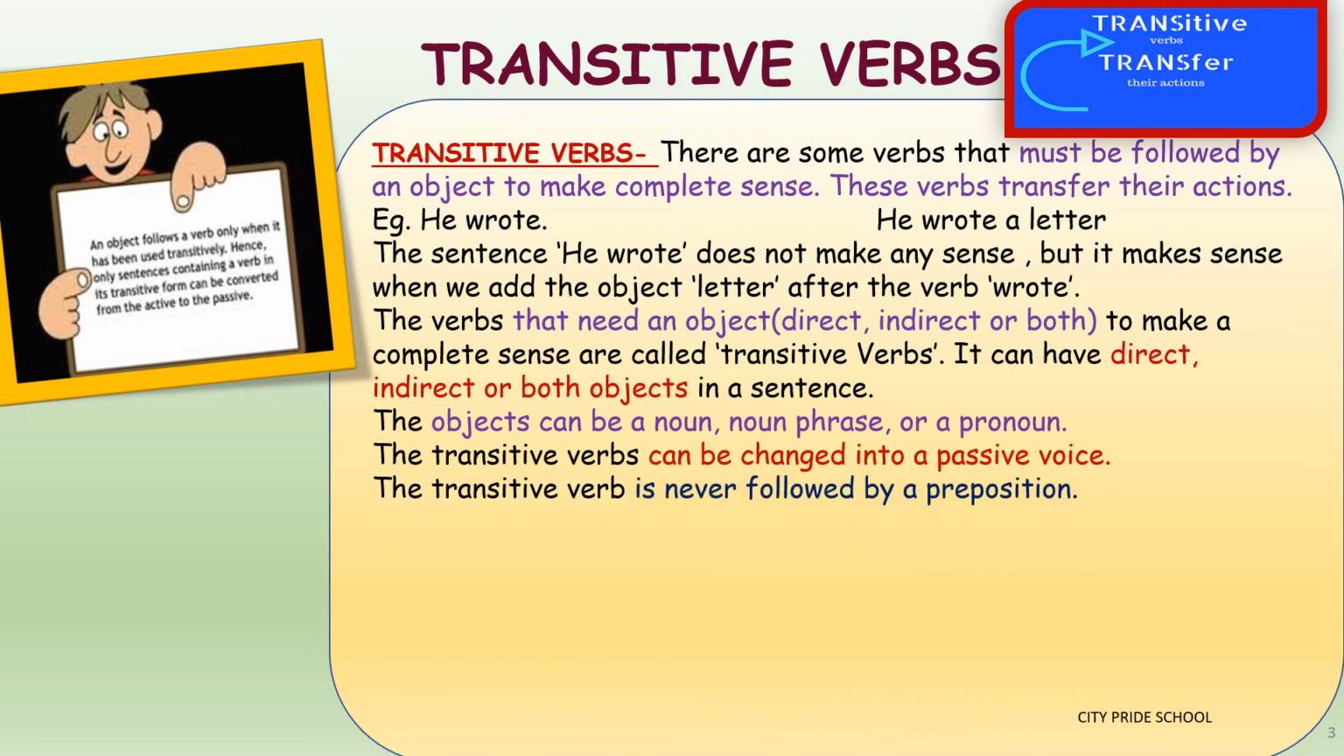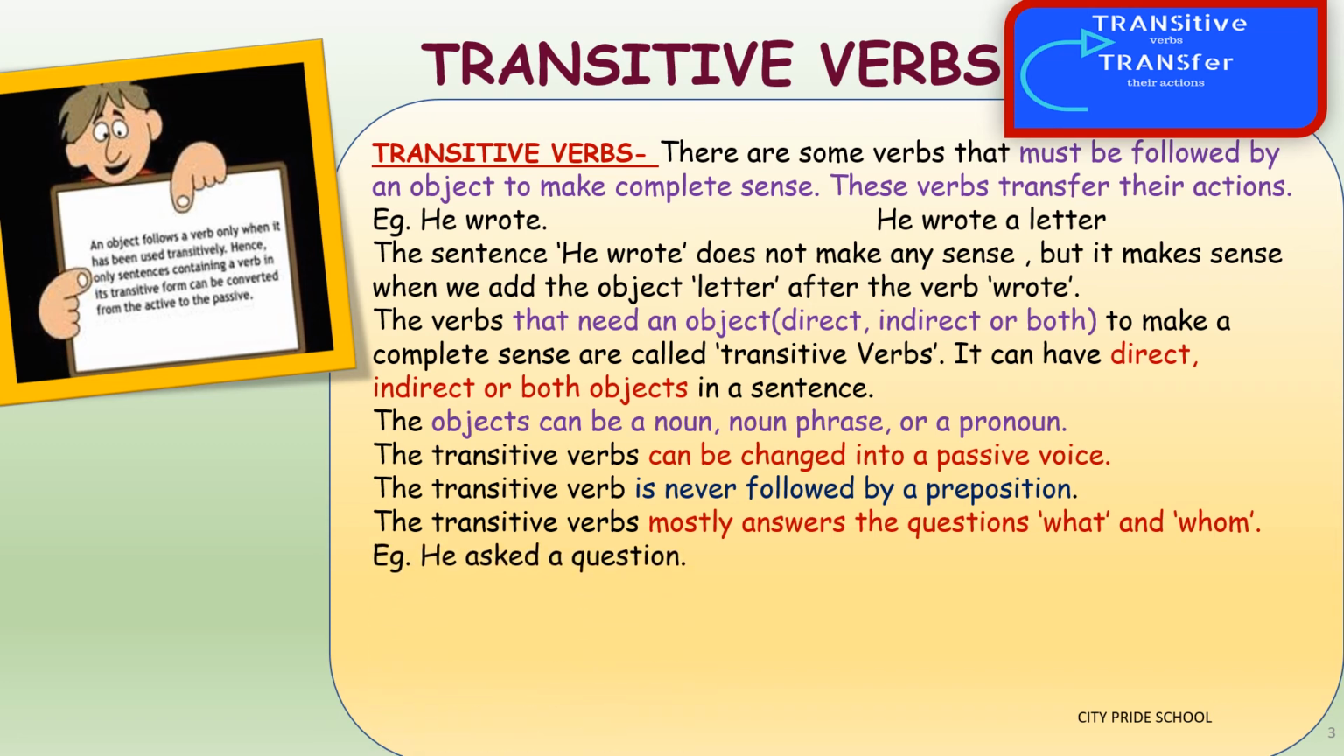Another important point for you to identify a transitive verb is that a transitive verb is never followed by a preposition. If I write, he wrote for his mother, this will never be a transitive verb because after wrote we have the preposition for, right? So if you have a verb and there is a preposition after it, then that verb will not be a transitive verb, because transitive verbs are not followed by a preposition immediately. And of course the verb answers the question what or whom, either of these two.